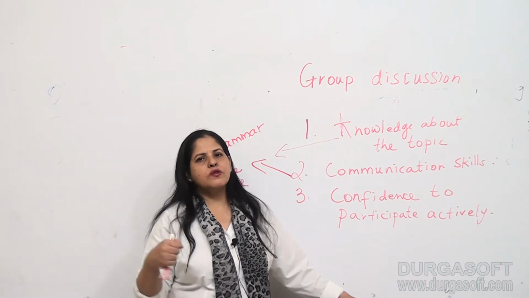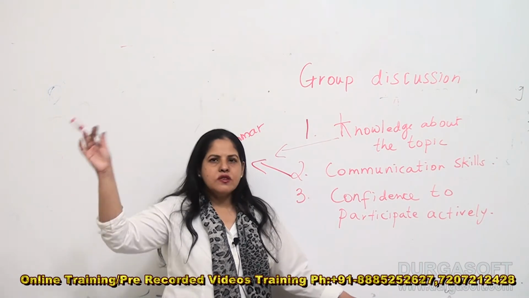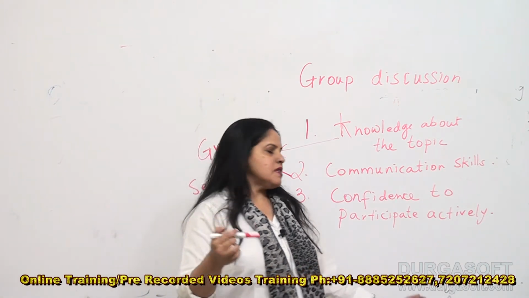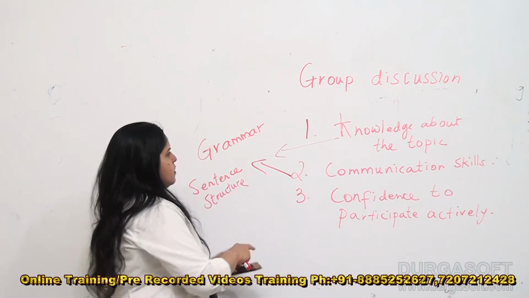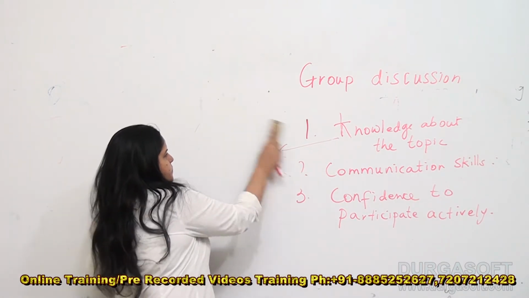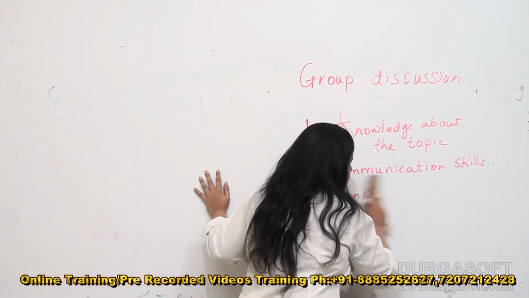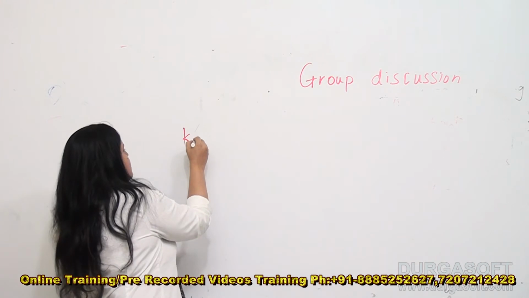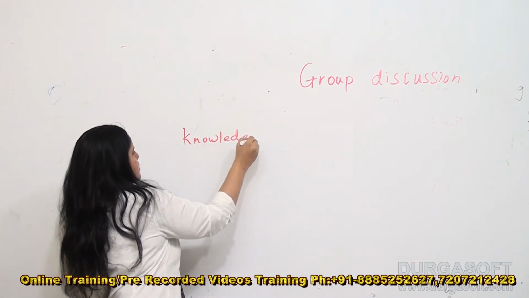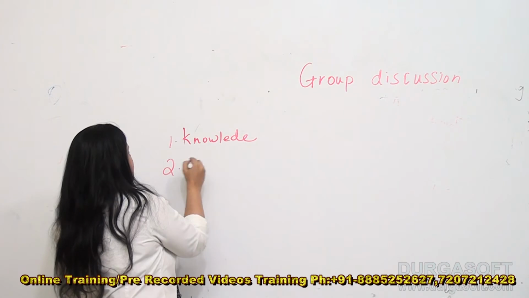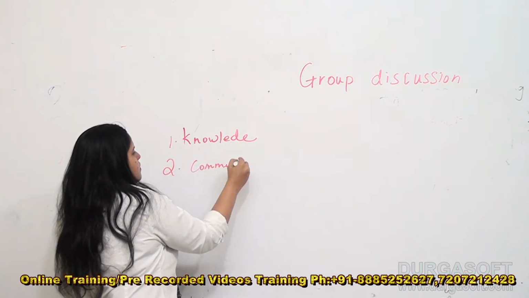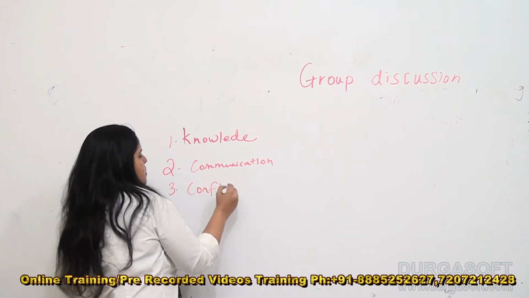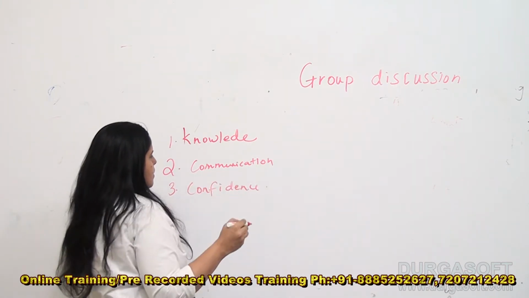The best way to get attention is to raise your hand and say, excuse me, I would like to say something. Let me just write that for you. Before that, let me just write knowledge, number 1, communication, and number 3, need confidence to participate. Okay?